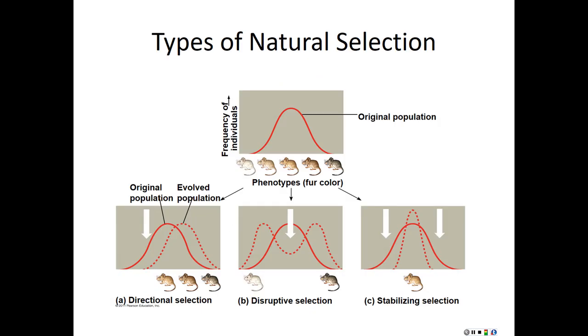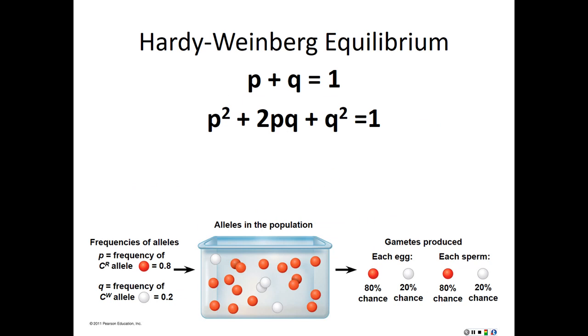I want to back up a slide. Sorry, I forgot to mention something. There are some conditions of Hardy-Weinberg equilibrium. These conditions must be met for a population to be in Hardy-Weinberg equilibrium.